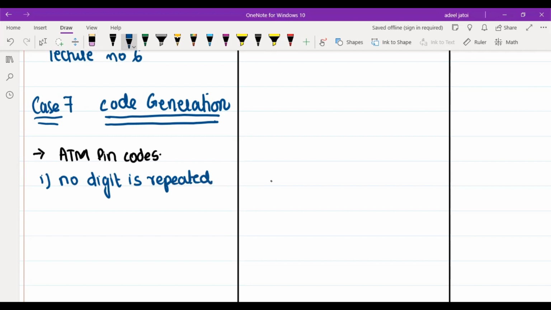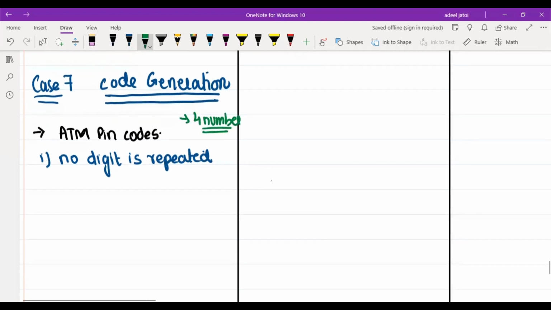You already know in an ATM pin code there are 4 numbers. How many numbers do we have? We have 4 numbers in total. So no digit is repeated. So what does that mean? That means we can have 10C4 into 4 factorial, which means 5040.